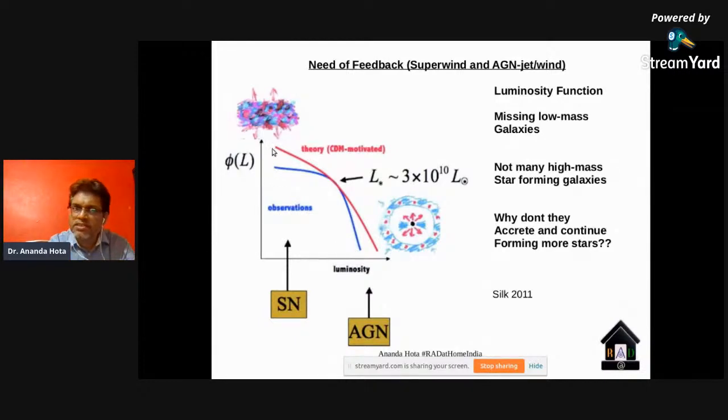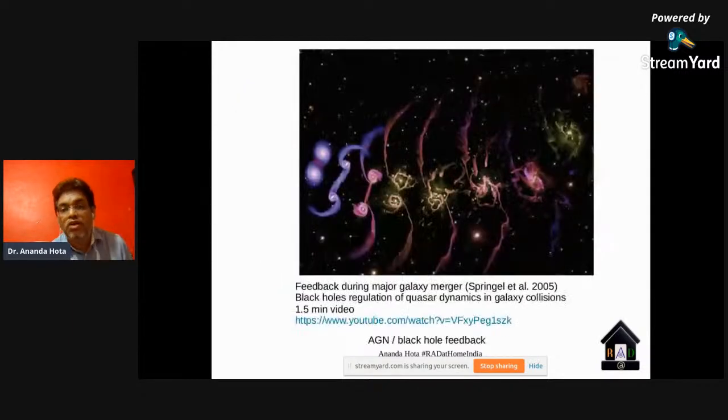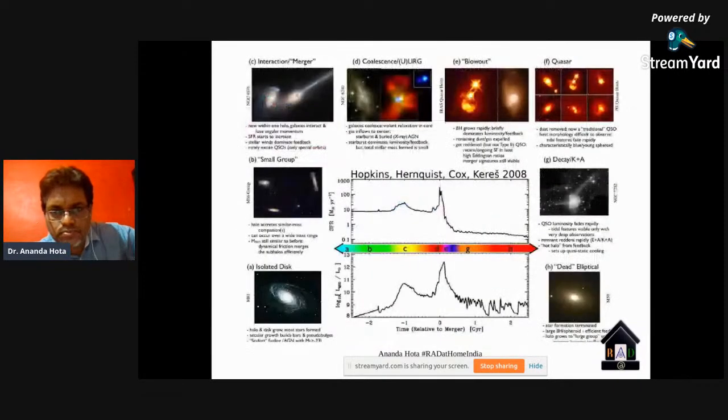There is a mismatch at the lower as well as higher end. That is what is now being explained by this kind of wind outflow process, something called quasar or black hole or AGN feedback. This quasar or AGN or black hole at the center is giving feedback to the galaxy on how it should grow in the star formation process and mass and light color process.